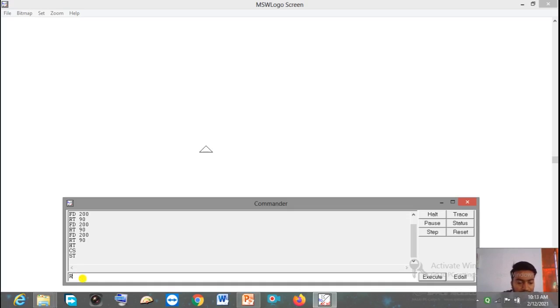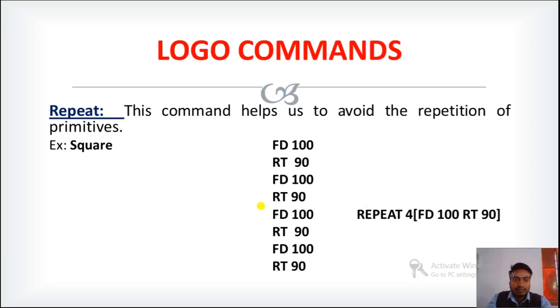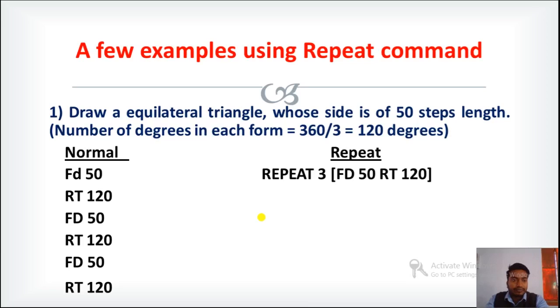Now I am writing the repeat command. Repeat 4 in square brackets we have to use FD 200, then RT 90. Now I'm going to press the enter button. Now you can see, now let me give the HT command. Understood? So this is how we can use the repeat command. This avoids repetition of primitives. Understood? So this is an example of the repeat command.